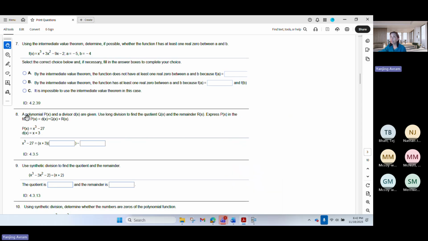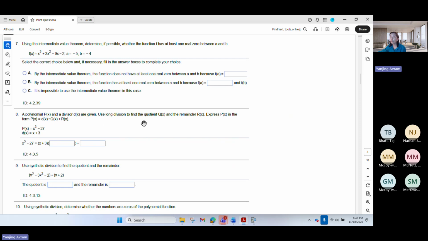Number A here, a polynomial P of x and a divisor D of x are given. Using long division, find the quotient and the remainder, using P of x in the form of P of x equal to divisor times the quotient plus the remainder.